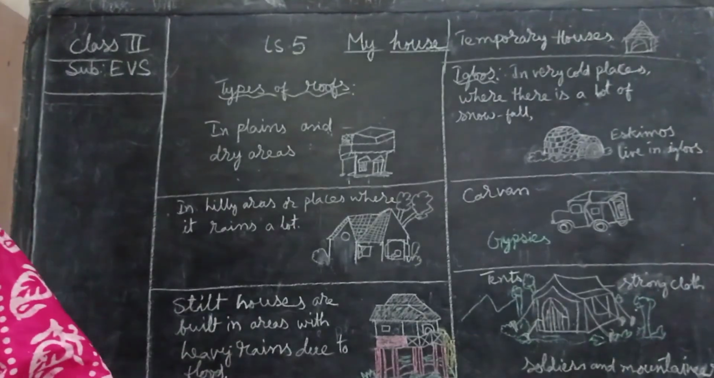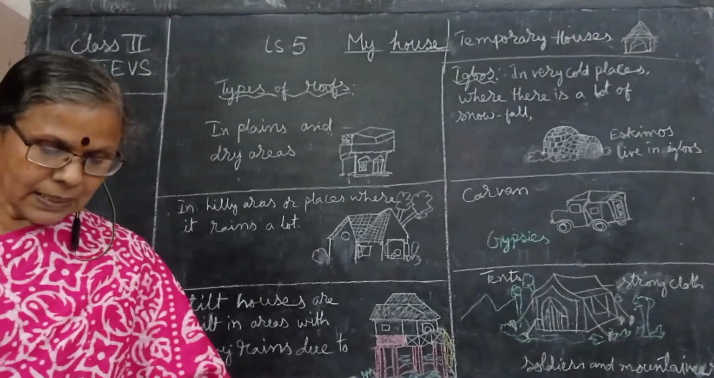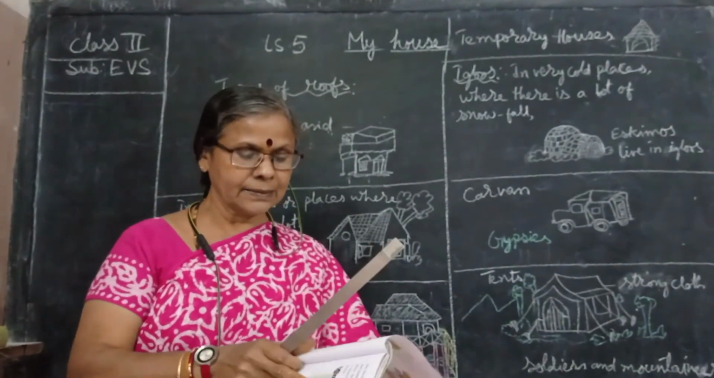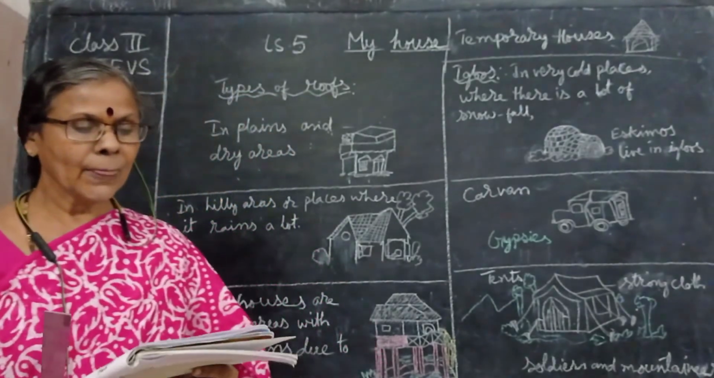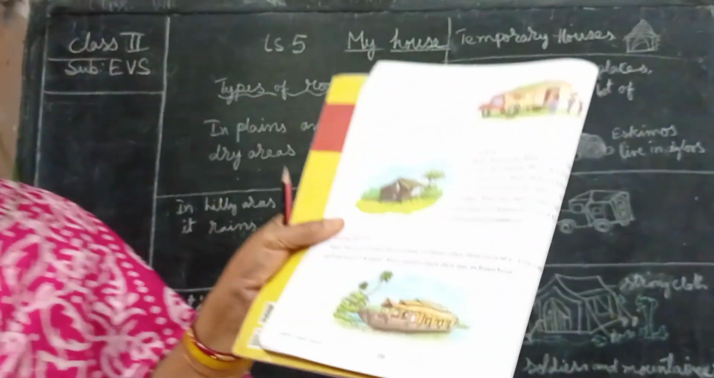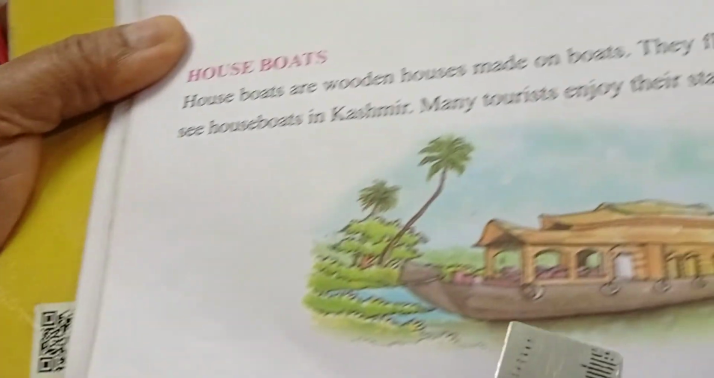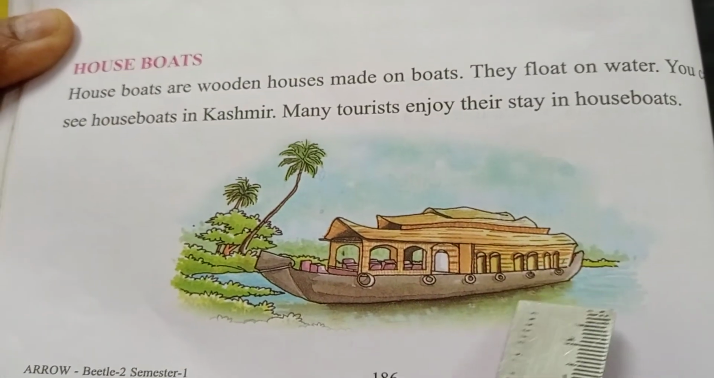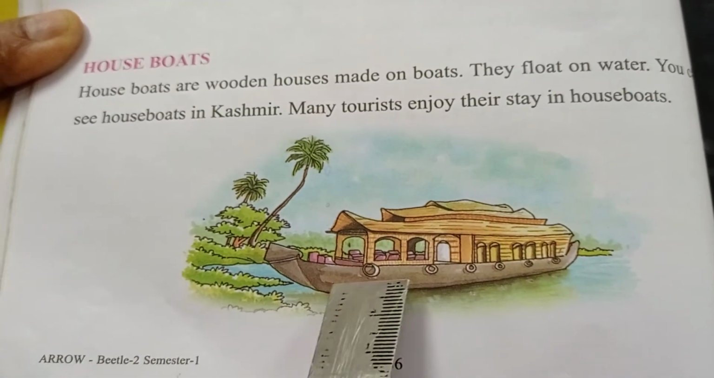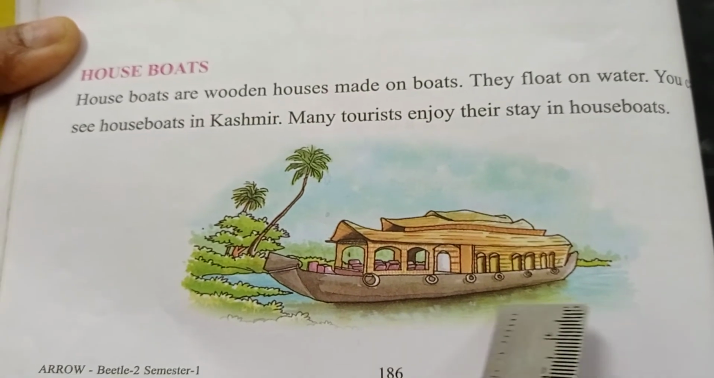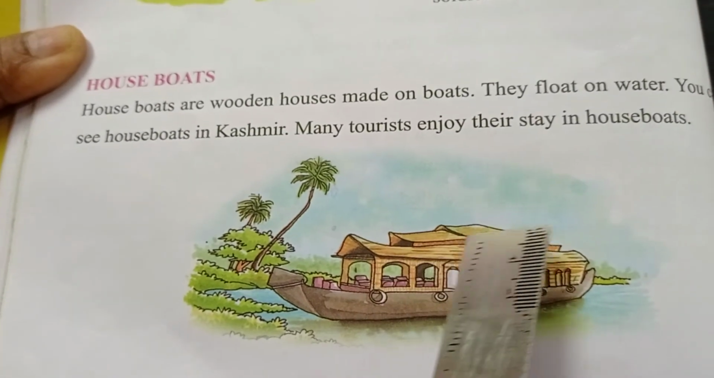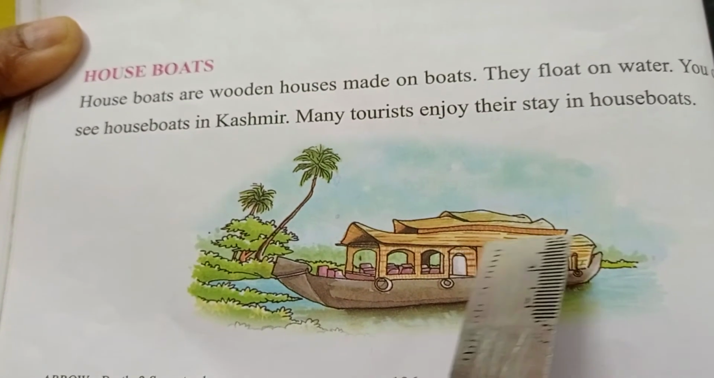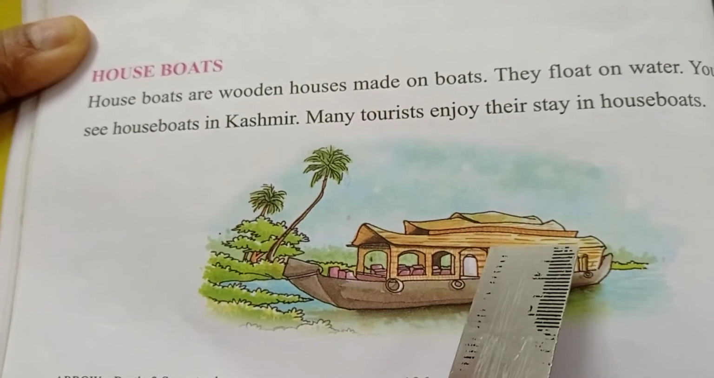Okay, now I'll show you one more type of house. It is there in the textbook, page number 186. Houseboats. You can see the houseboat. Many chairs are there. You can see everywhere it is open, and this boat is there in the water, and the house is there on the top of the boat. On the boat it is built. You can see the roof also, how it is.